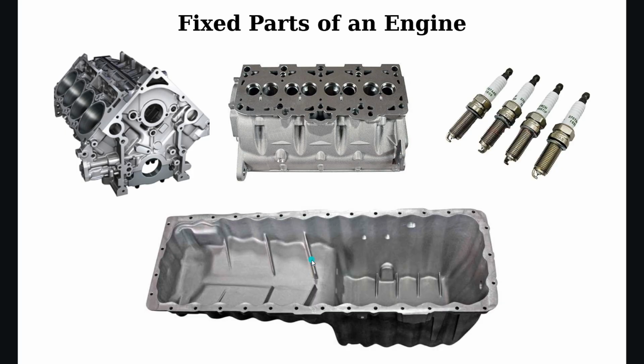Even though they don't move, they are very important because they support the moving parts and form the structure of the engine. Without fixed parts, the engine wouldn't have a stable system and the moving parts wouldn't be able to function properly. So we can say that fixed parts provide strength, support and protection for the engine. Now let's look at the main fixed parts one by one.